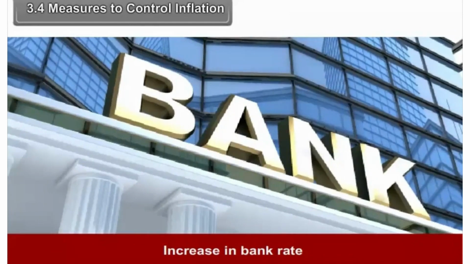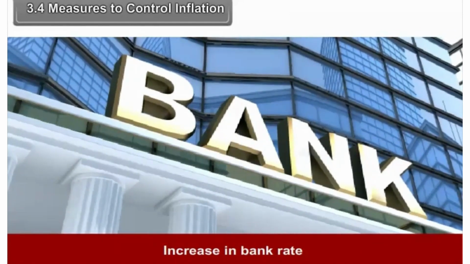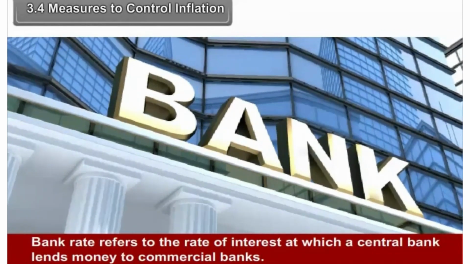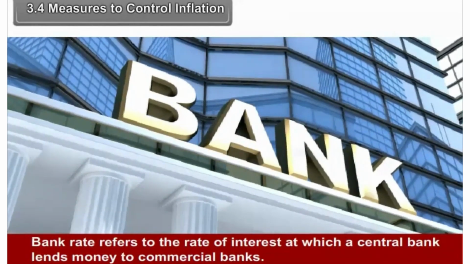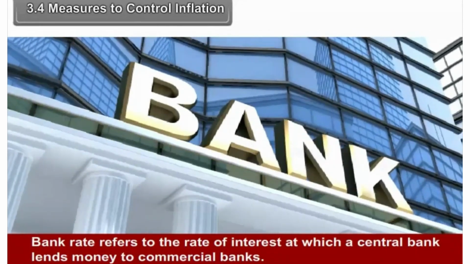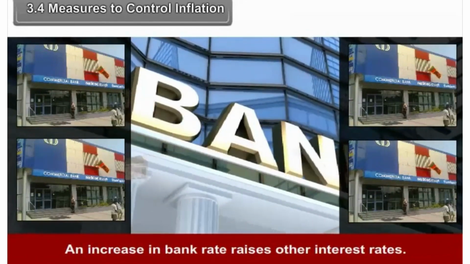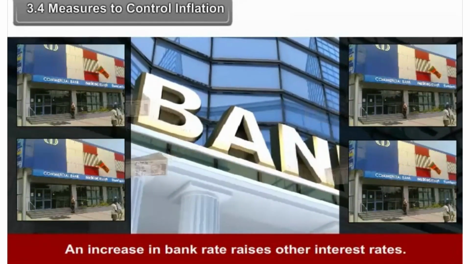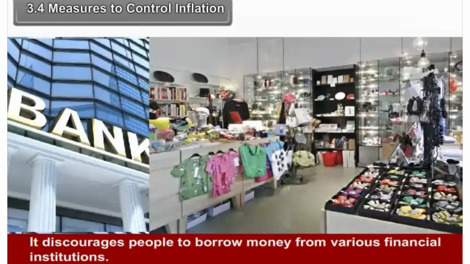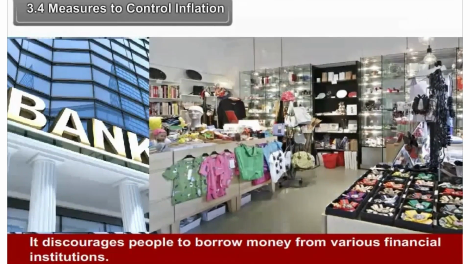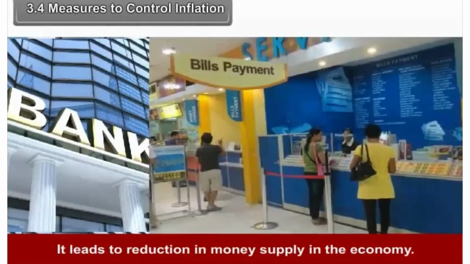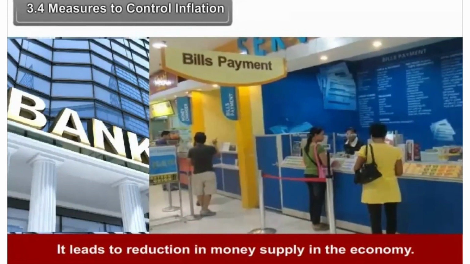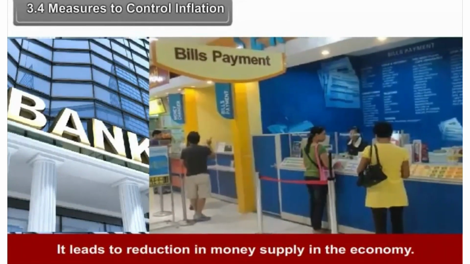1. Increase in bank rate. Bank rate refers to the rate of interest at which a central bank lends money to commercial banks. An increase in bank rate raises other interest rates. It discourages people from borrowing money from various financial institutions. It leads to reduction in money supply in the economy.